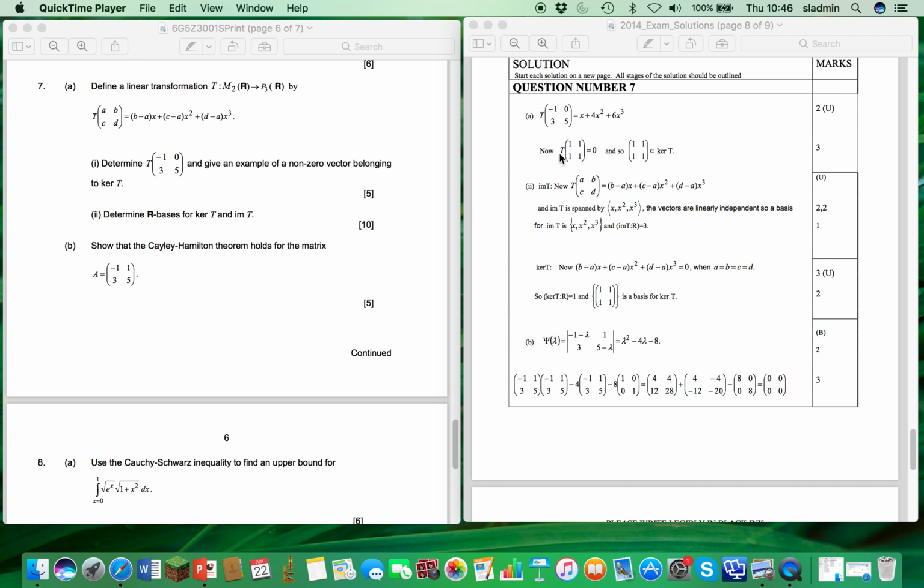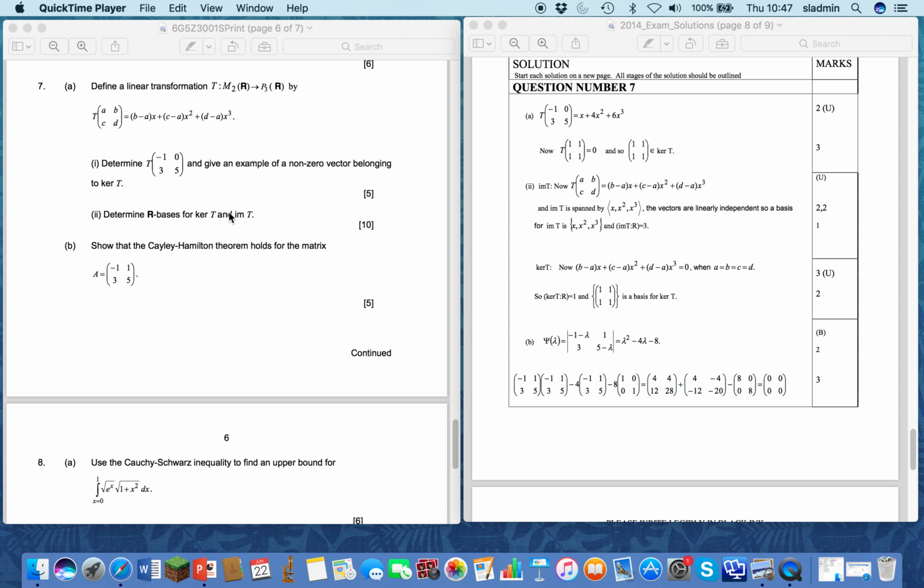Now if you take T of (1, 1, 1, 1), so a, b, c, and d are all 1, then you can see that 1 minus 1 is 0, so the coefficient of x is 0, c minus a is 0, so the coefficient of x squared is 0, and d minus a is also 0, so the coefficient of x cubed is 0. So T of (1, 1, 1, 1) gives us the zero polynomial. Therefore the vector (1, 1, 1, 1) is in the kernel of this linear transformation.